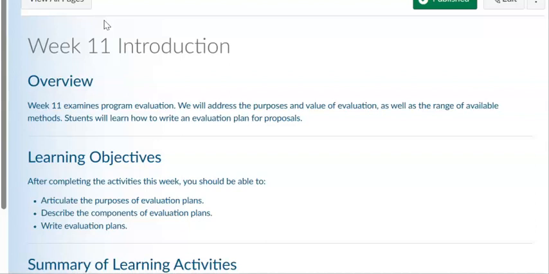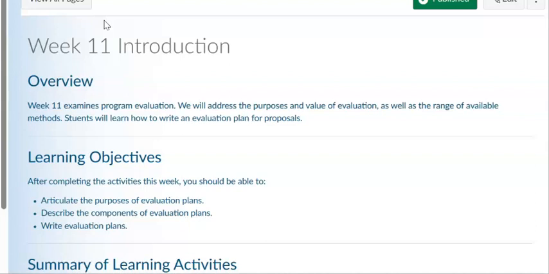The overview for this week says that we will be examining program evaluation. We will address the purposes and value of evaluation as well as a range of available methods. Students will learn how to write an evaluation plan for proposals.